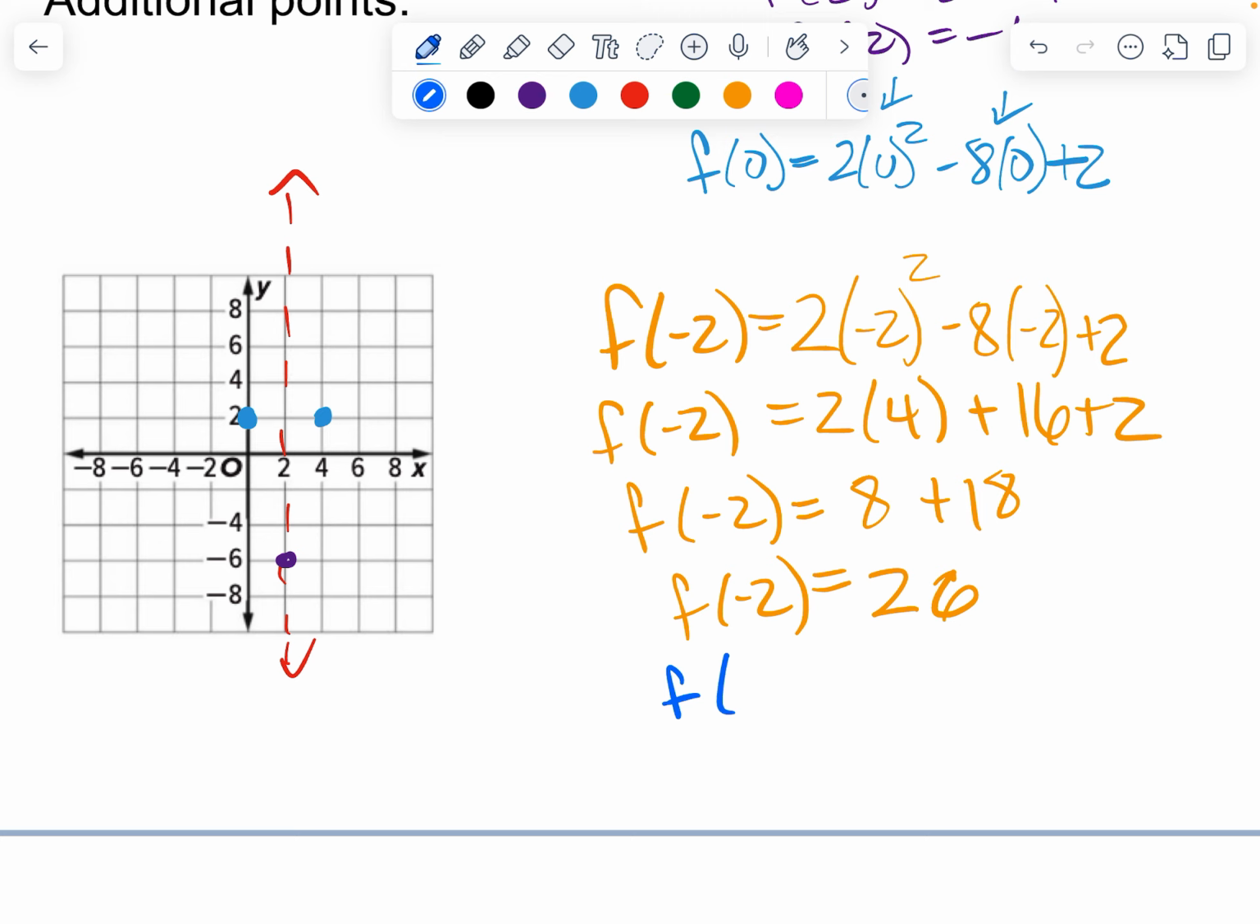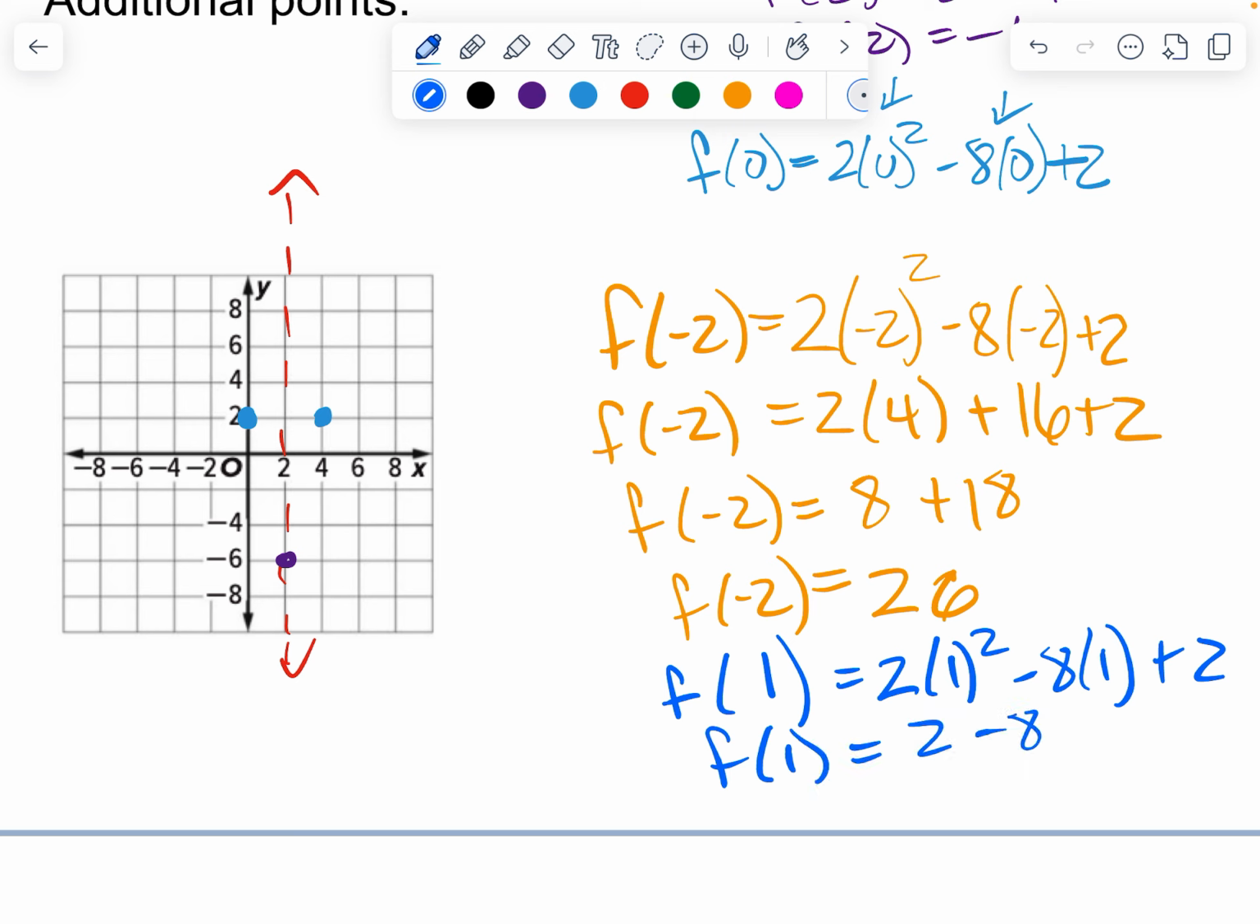Okay. I'm just going to plug in 1. How about that? 2 times 1 squared minus 8 times 1 plus 2. So f of 1 equals 2 minus 8 plus 2. So that's going to get me -4. So this goes here, and I can draw my parabola. There we have it.